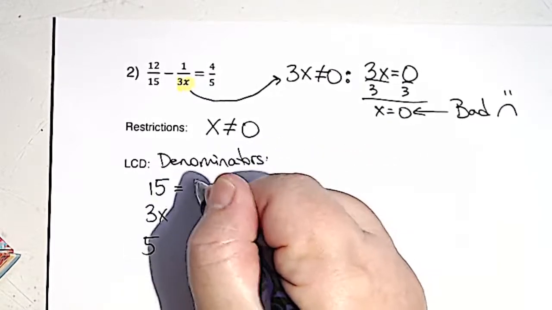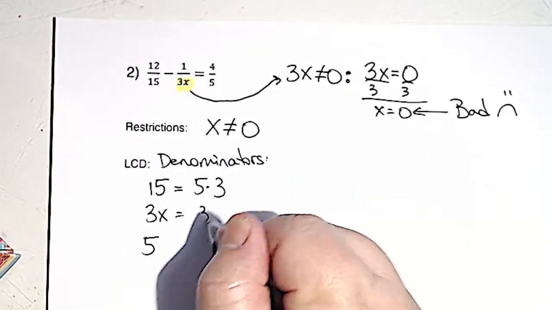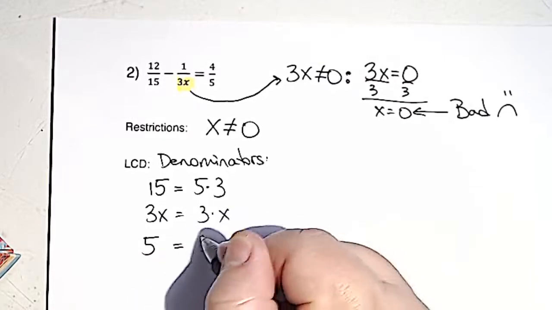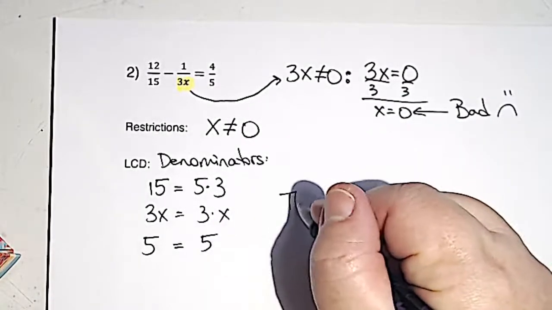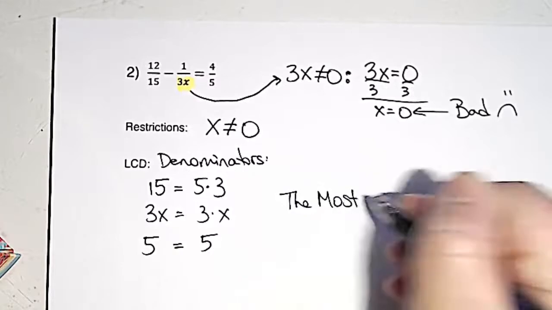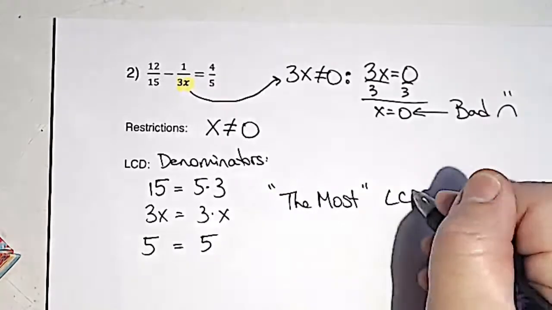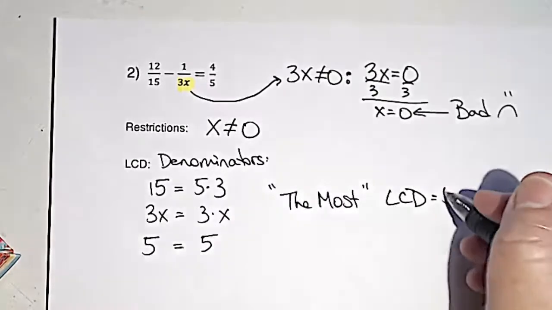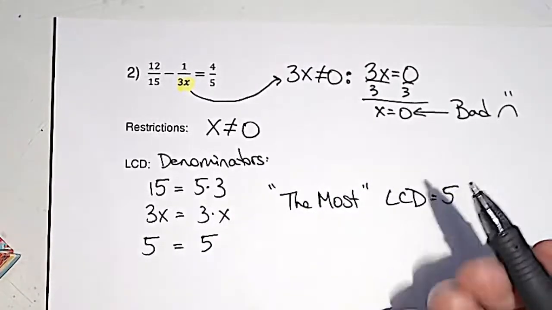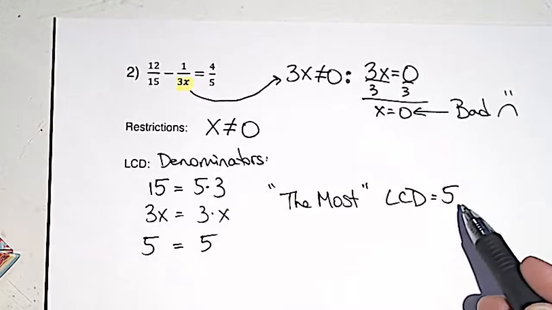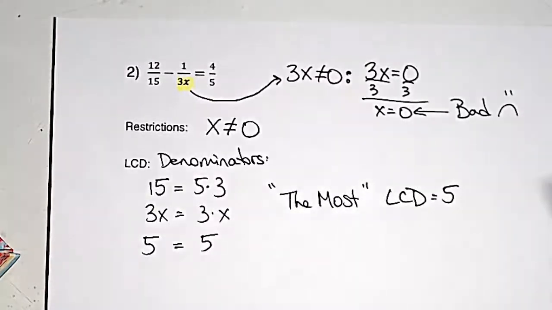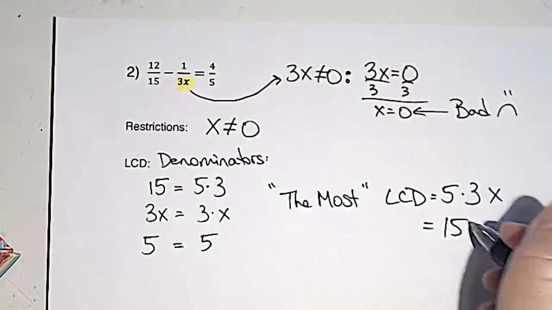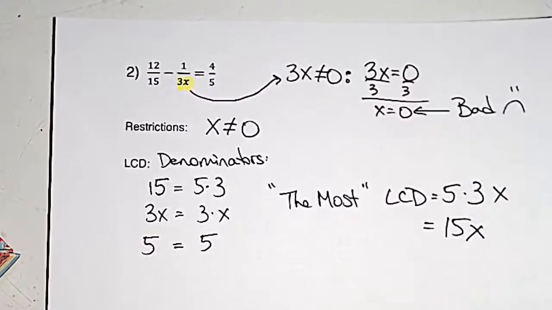15 is 5 times 3. 3x is 3x. 5 is just 5. Okay, the most... LCD. So I've only got one 5, and everybody except for this one doesn't even have one 5. But the most number of 5s I have is 1. The most number of 3s I have is 1. The most number of x's I have is 1. So it's just 15x. It wasn't that complicated. It looked bad, but it wasn't.